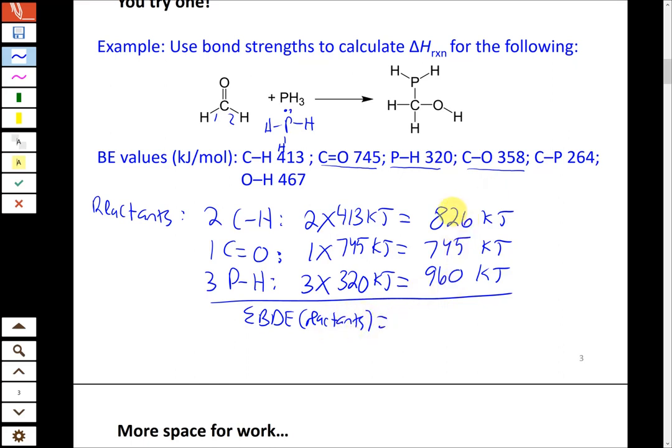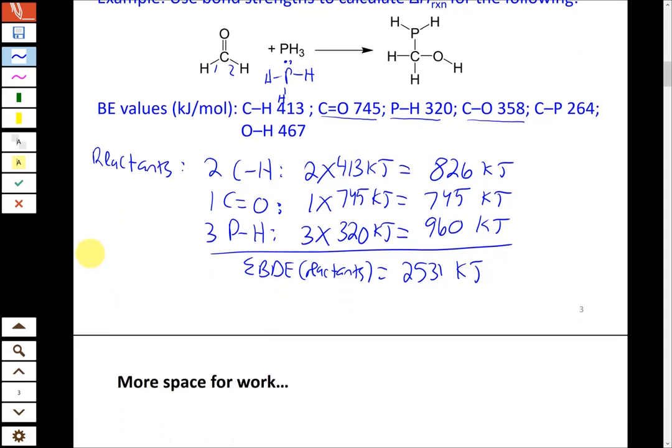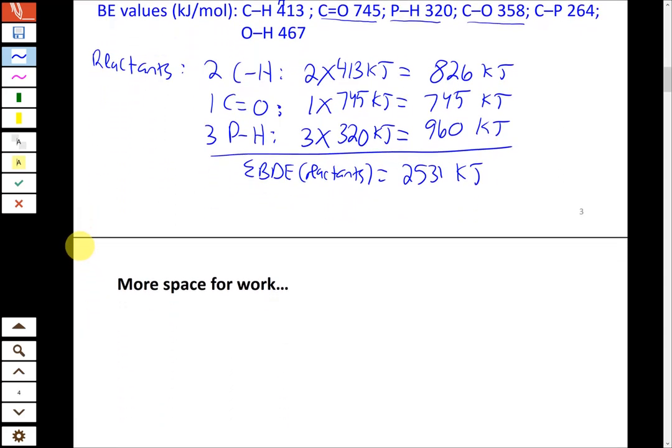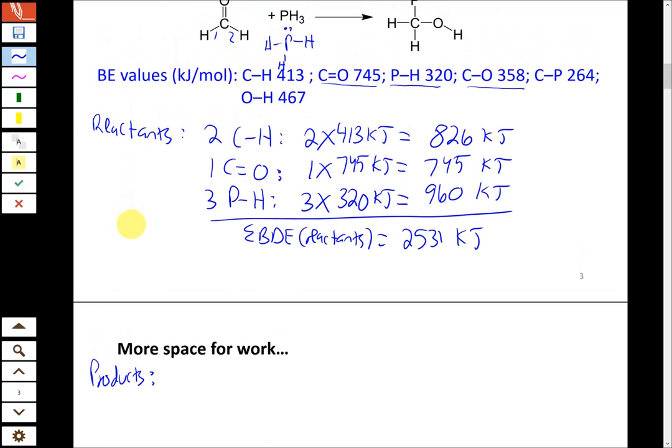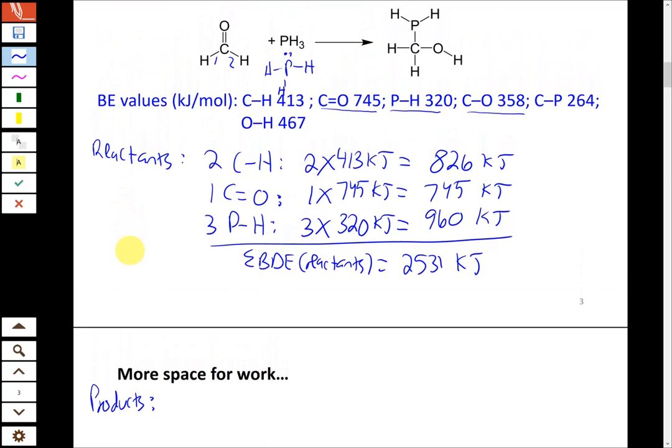Those 3 numbers added together is 2,531. All right, so that's the reactant side. Now we need more space for work because, as I said, these problems are kind of tedious. So blank page here to start on the product side now. We're going to do the same thing on the product side. I'm going to flip back and forth, unfortunately.